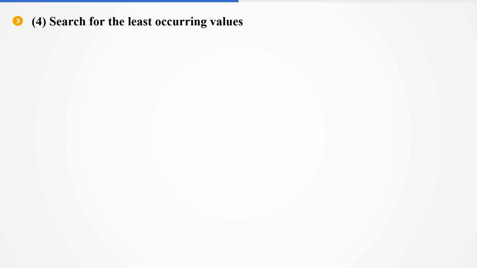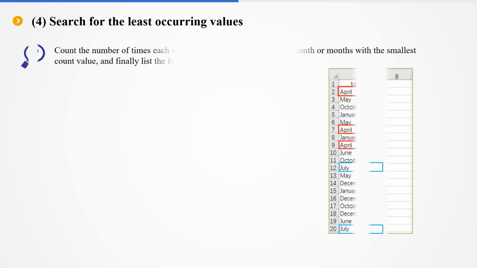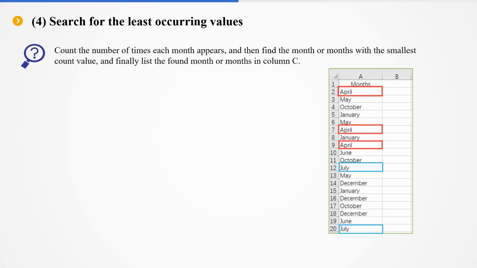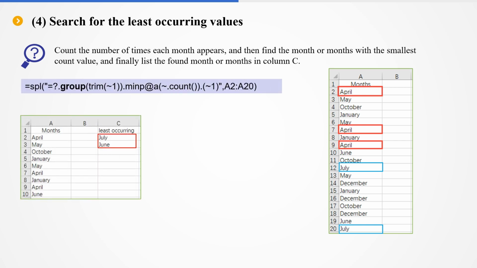4. Search for the least occurring values. For example, this Excel table has a column of month data, and each month appears in an indefinite number of times. For example, April appears 3 times and July appears 2 times. It is required to count the number of times each month appears, and then find the month or months with the smallest count value, and finally list the found month or months in column C, as shown in this figure. Write the formula in C2.